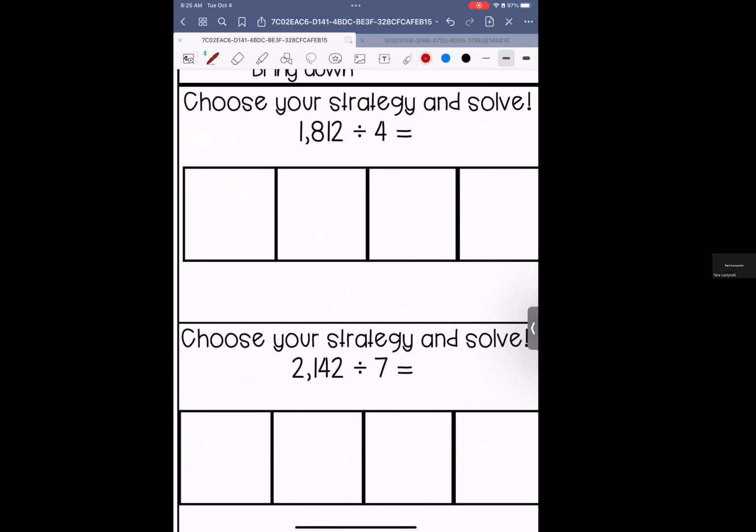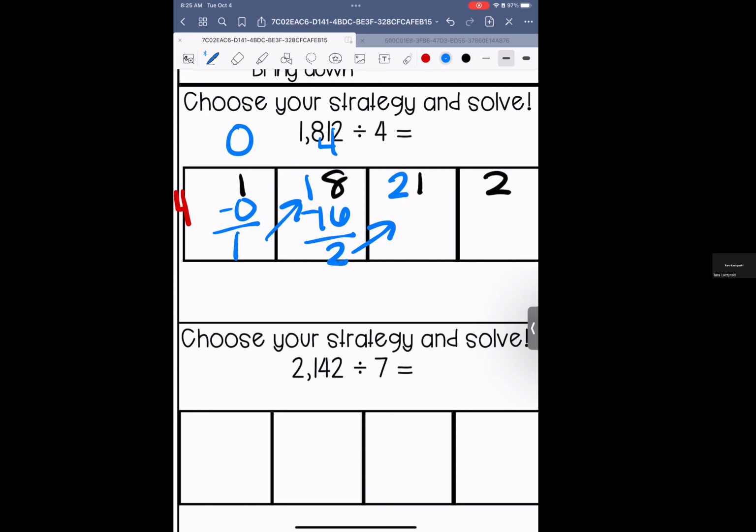This time we're dividing by 4, and we're dividing into 1, 8, 1, 2. Let's go. 4 cannot divide into 1. We show that with our 0. We bring it next door. Now 4 into 18 we can do. 4 times is the closest. 4 times 4 gives us 16. Subtract for 2. Bring it next door.